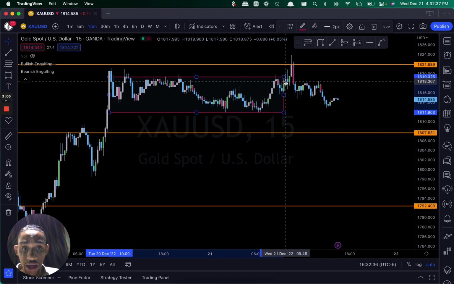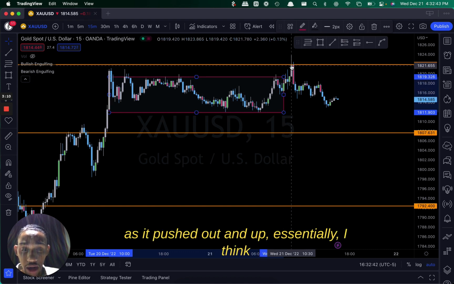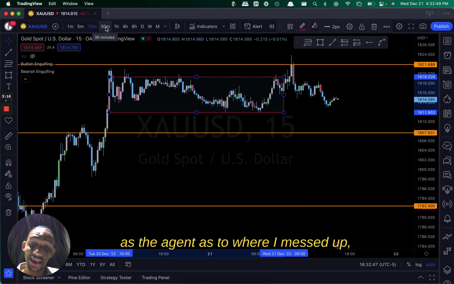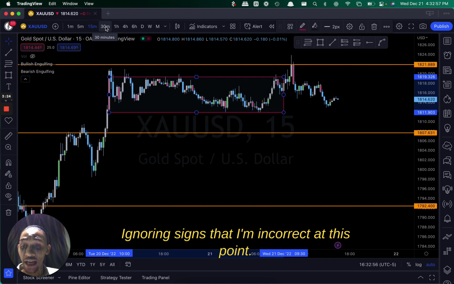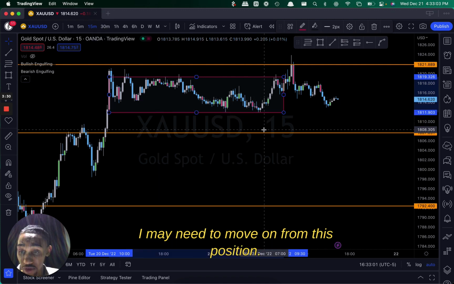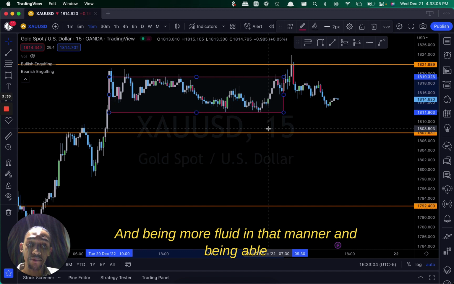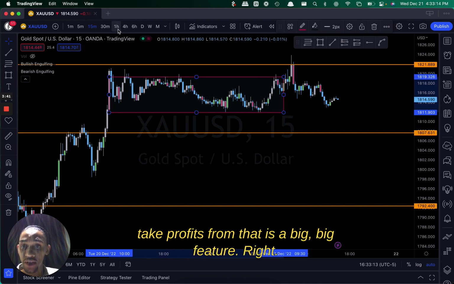And what ended up happening in this case was, as it pushed out and up, I think the main theme for the day for me personally, as the agent as to where I messed up, was ignoring some of the opposing signs, right? Ignoring signs that I'm incorrect at this point, and I may need to exit my position, I may need to scale out my position, I may need to move on from this position. And being more fluid in that manner and being able to know when to say, yep, that's it, cut it, or even take profits, is a big feature, right?